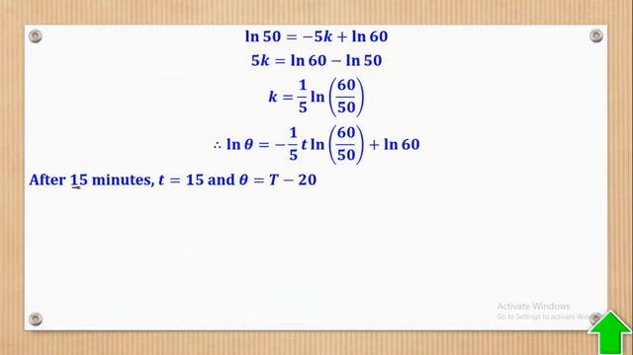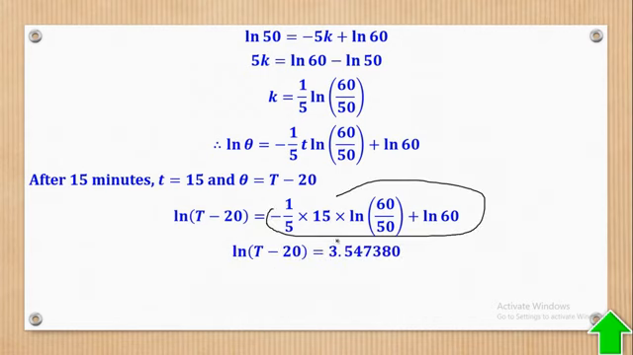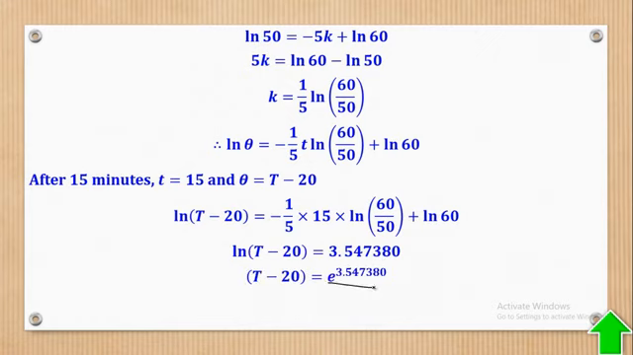Then next is to answer the question which was asked. After 15 minutes they wanted the temperature, so let the temperature be T, therefore the difference in the temperature will be T minus 20. Therefore I come and substitute for this theta and also for t, and next is to use the calculator to simplify this side to come up with this, then put ln to come up with that, then make T the subject to come up with 54.72 degrees Celsius.